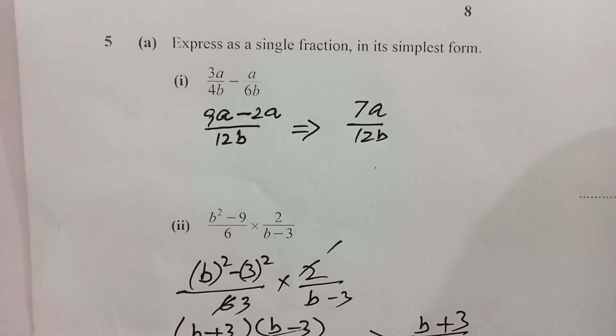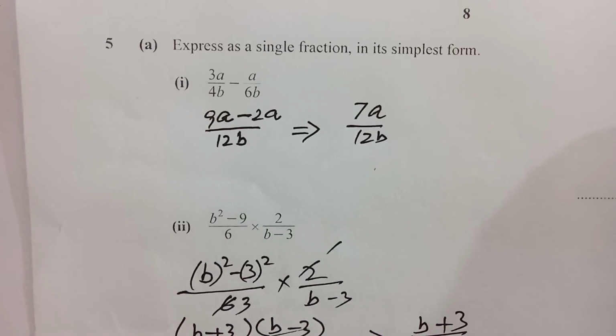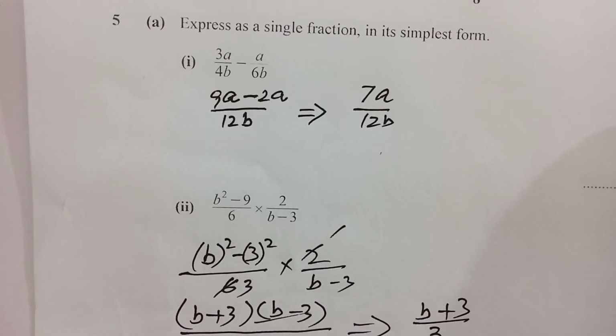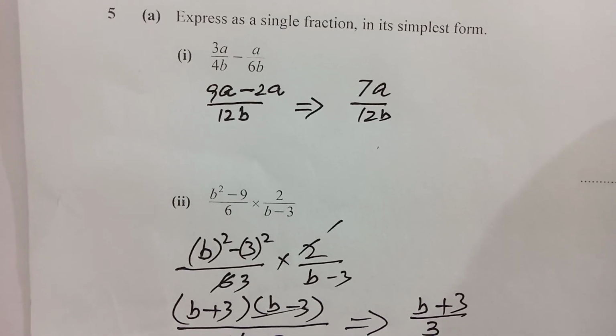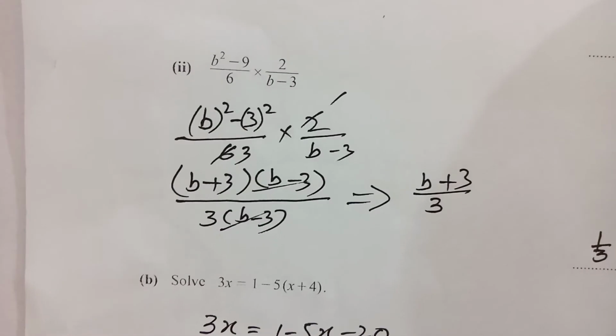This is question 5. Express as a single fraction 3a over 4b minus a over 6b. The LCM of these will be 12b. After simplification, the answer will be 7a over 12b.